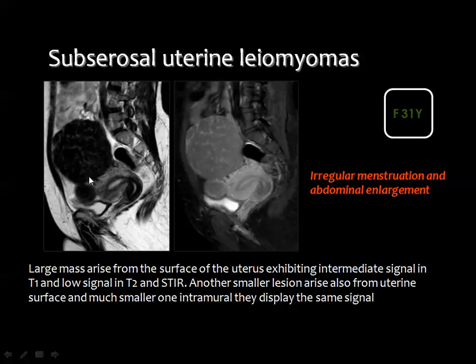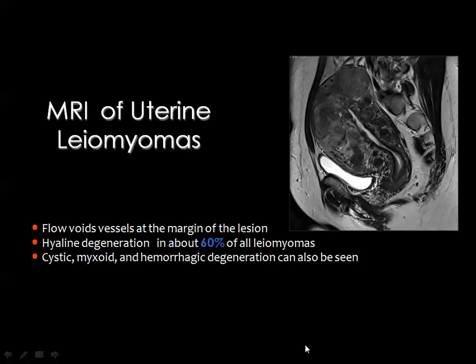And this is an example of a big fibroid in the fundus of the uterus and the smaller one nearby. Both lesions show dark signal in the T2 weighted image, and they show some enhancement after intravenous contrast injection in this sagittal T1 fat suppressed image.